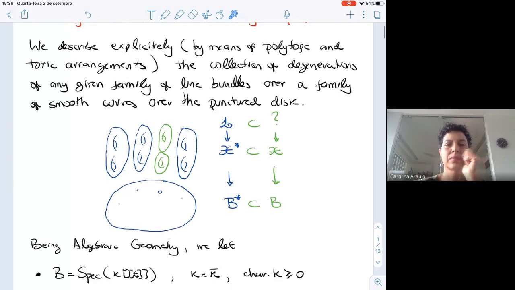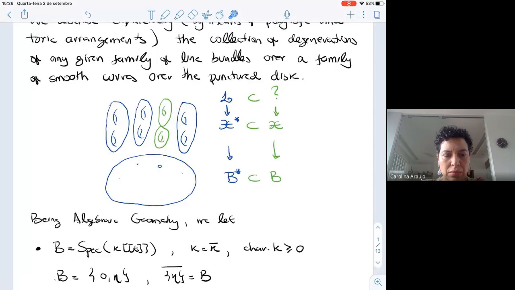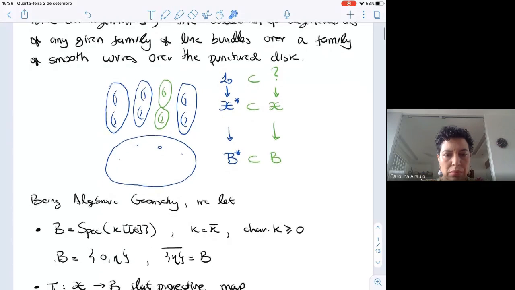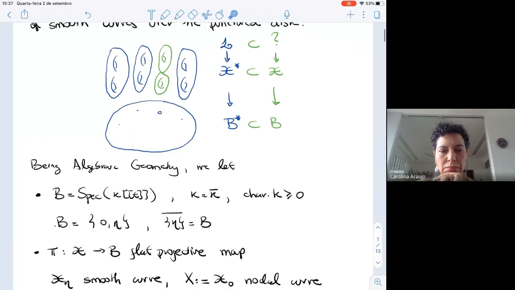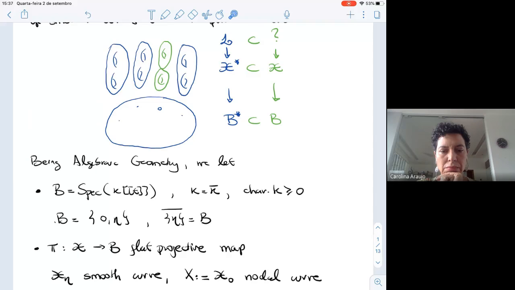So instead of looking at the disk, I can look infinitesimally and then consider the power series ring in one variable. I'm over an algebraically closed field, K, with any characteristic, not necessarily C. So B has just 2 points, and the general point I'm denoting by eta. I have a family of curves, which means a flat projective map. I'm already considering it extended over the whole disk, or the whole power series. So as I'm looking infinitesimally, there is just a general fiber, which I'm assuming to be smooth, and the special fiber, which I will assume is a nodal curve. So the singularities are just ordinary singularities. The special fiber can be irreducible, but it can also be reducible.